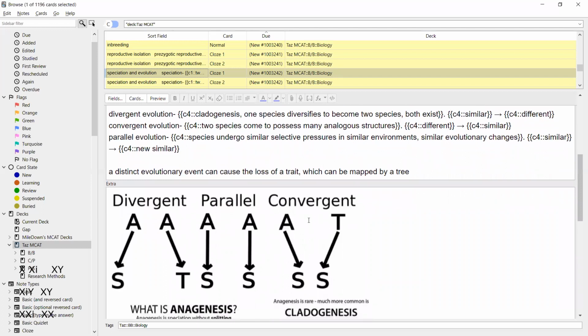And then convergent evolution is when two different species end up having very analogous structures, right? So we saw birds and bugs can both fly. They both have wings, right? So they converged on that ability to have wings, but they're totally different anatomically and evolutionarily in terms of origin.